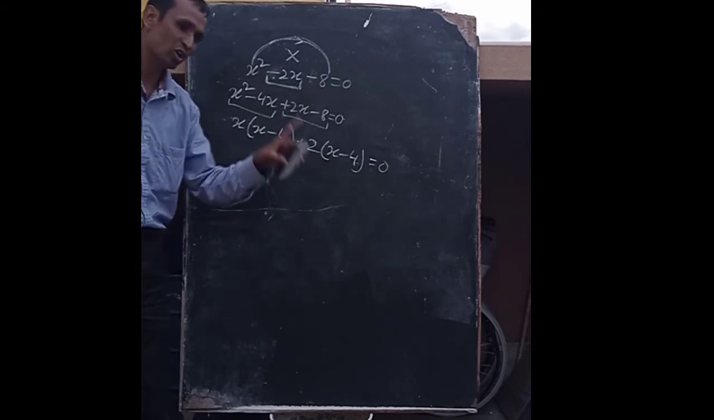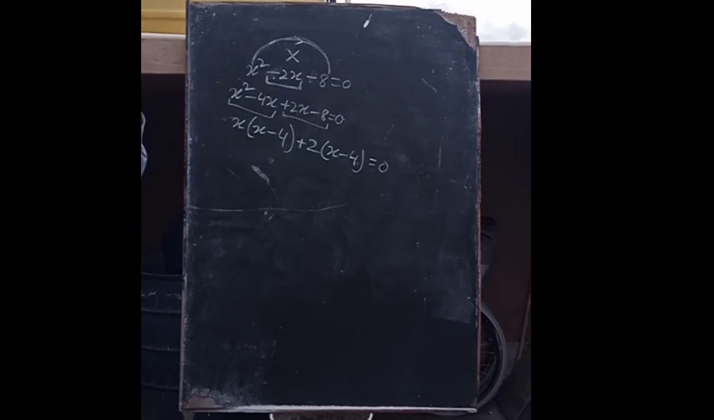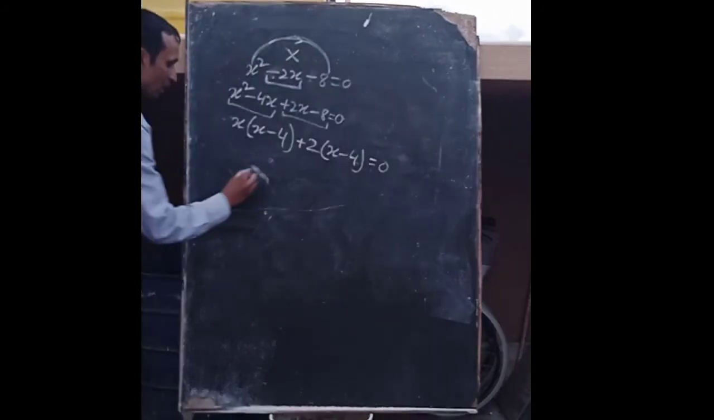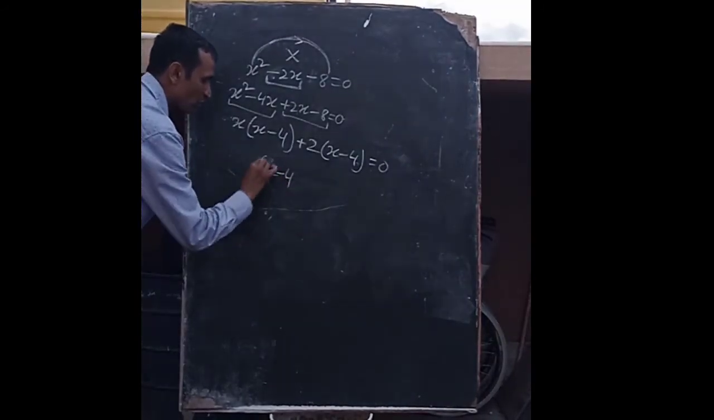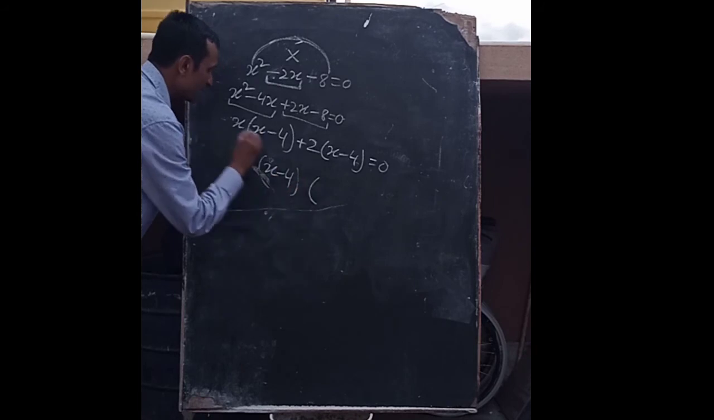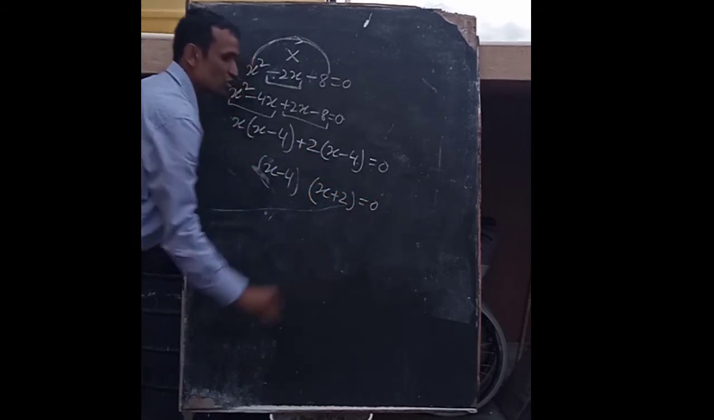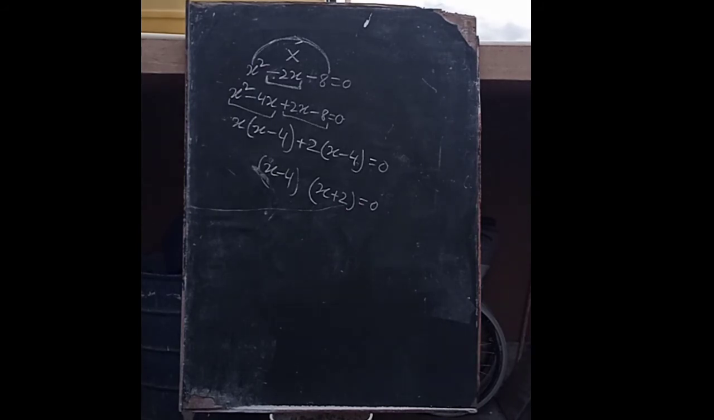Now another thing, for your purpose only. If it is same, then only correct. Otherwise wrong. Okay. Now what is the same in that? What is the main common? X minus 4 is the main common. Then what is the remaining? Here remaining x. Here remaining plus 2. Is equal to what? 0.